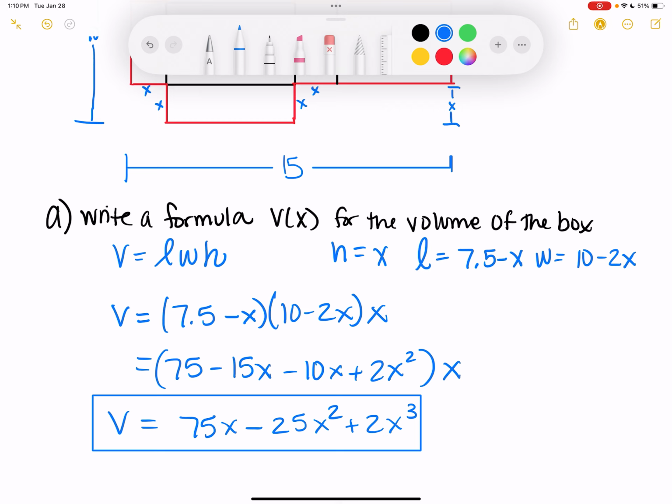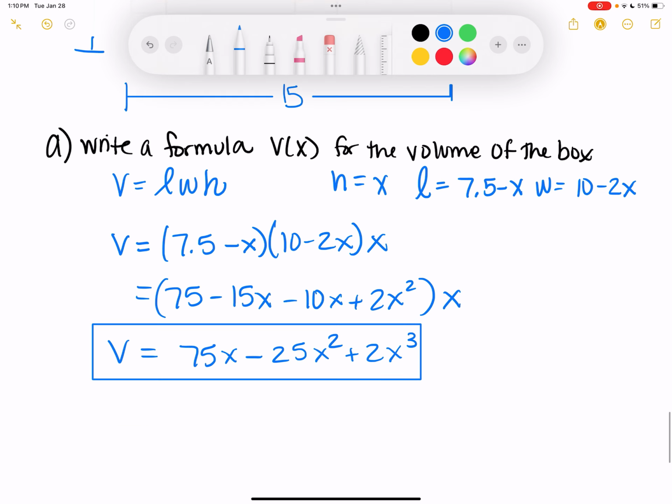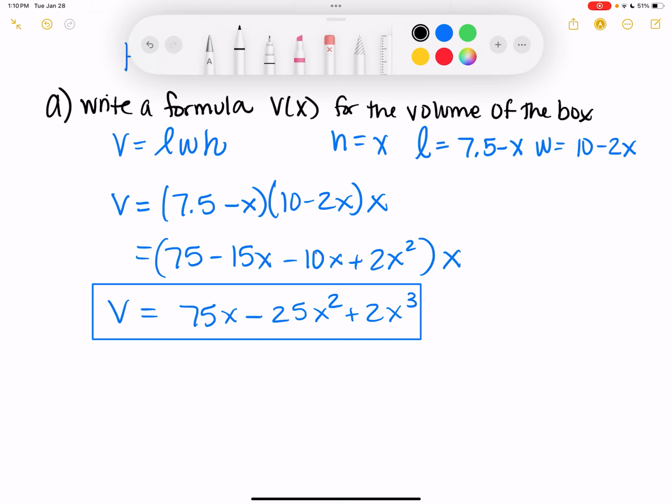Maybe this problem isn't so bad after all. Alright, we're going to skip B because we end up doing it within C, since it's basically just graphing it to find the domain. Anyways, we're just going to skip that. This one tells us that we have to use our calculators. C says use a graphical method to find the max volume and the value of x that gives it. So you're going to type in that equation.